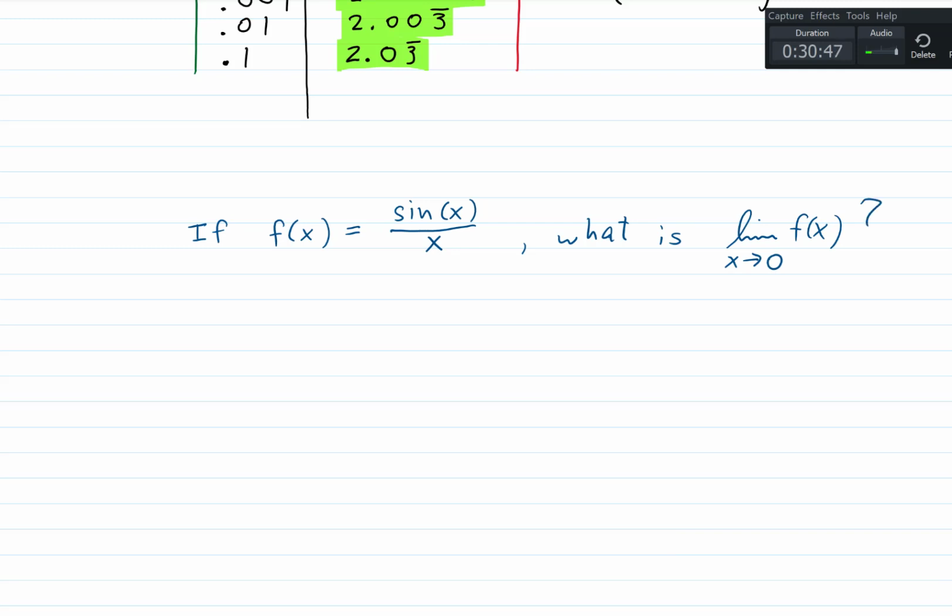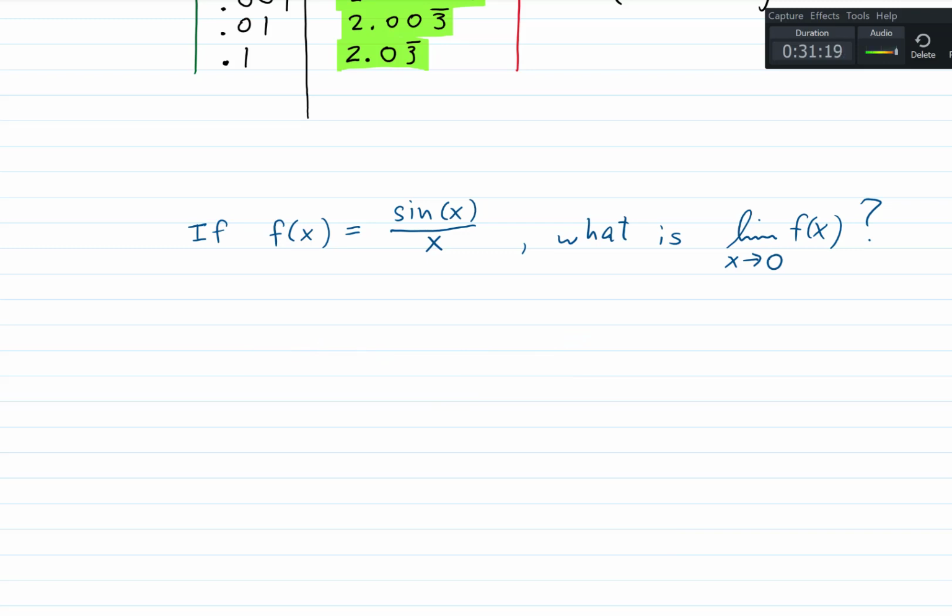Let's answer that question. Now, I just want to put this out here. I could have just said, what is the limit of sine of x over x as x approaches 0? That's another way of writing the same question. That would have been a lot shorter. It's just not the way I happen to write it, that's all.